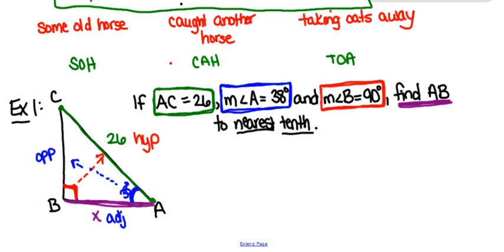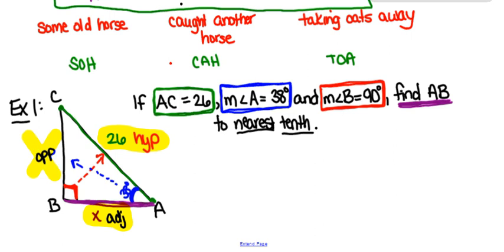Well, in order to do this, I'm going to take my highlighter and I'm going to go highlight. I know that my hypotenuse is 26. I know that my adjacent is X. And notice that my opposite over here, I don't know anything about.